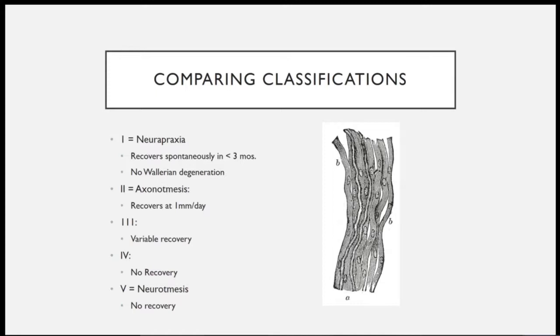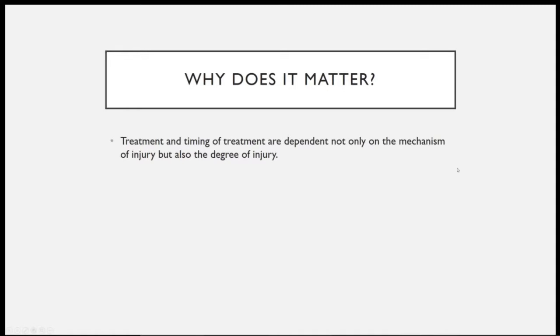Now, the difficulty with this is trying to determine which people have grade 4 and 5 injuries and which ones have grade 2 injuries. And so just to drive that same point home, the treatment and timing of treatment are dependent not only on the mechanism of the injury, meaning is it a sharp laceration, is it a tearing injury, is it a stretch or a blunt injury, but also the degree of injury, which is the classification systems we just went through.